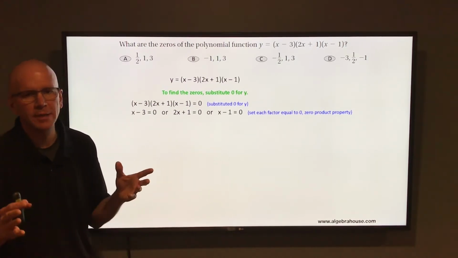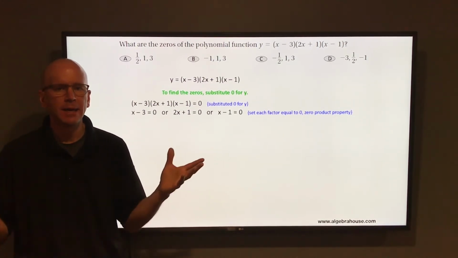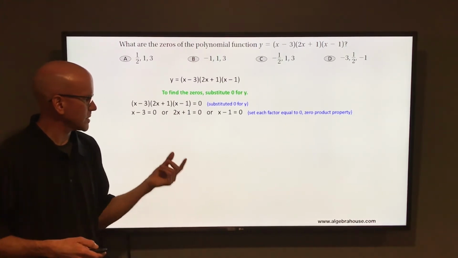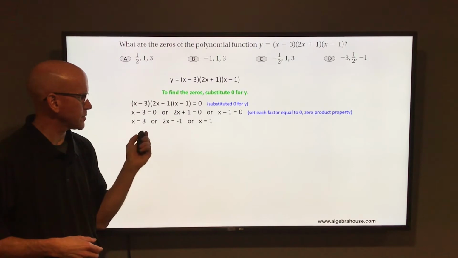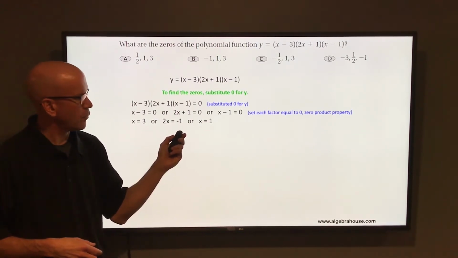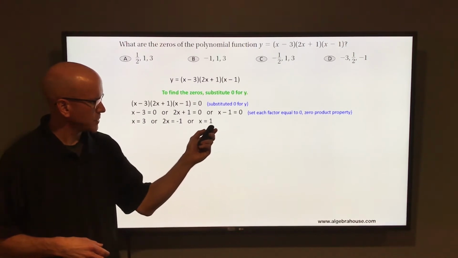If you have two or more things multiplied together equaling 0, any of those could be equal to 0. Then solve each one of those simple equations for x. In that first one, add 3 to both sides, you get x equals 3. In the second one, subtract 1 from each side, you have 2x equals -1. In that third one, add 1 to both sides, you get x equals 1.